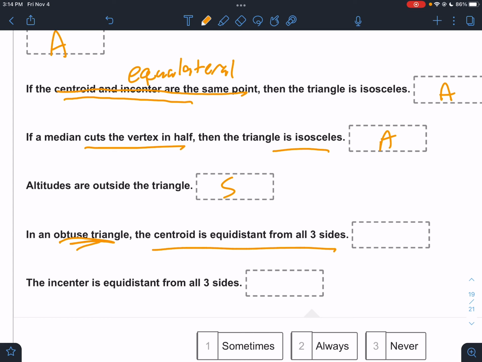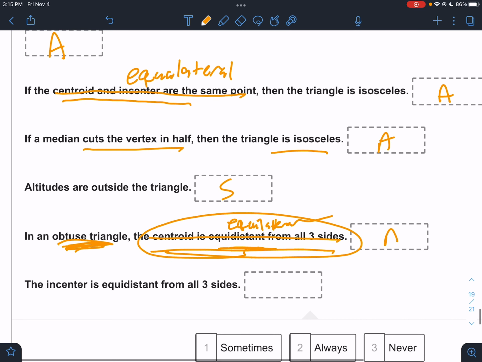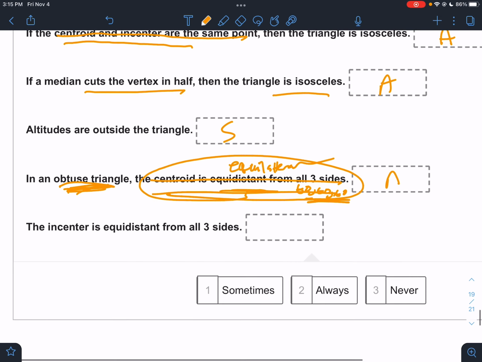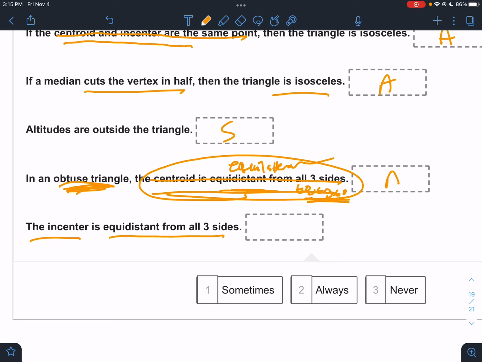In an obtuse triangle, the centroid is equidistant from all 3 sides. When is the only time this happens? When it's equilateral. So basically they're saying an obtuse triangle is equilateral. Never. Because on an equilateral triangle, all the angles are 60. Can you have 3 60s and be obtuse? No. So obtuse triangles are never equilateral. The incenter is equidistant from the sides. Incenter, inside, equidistant from the sides. That's its core property.